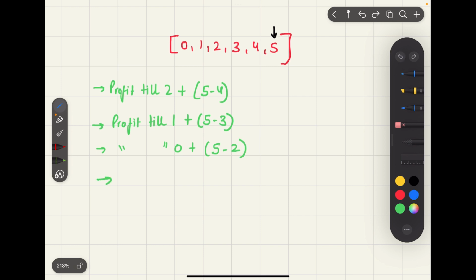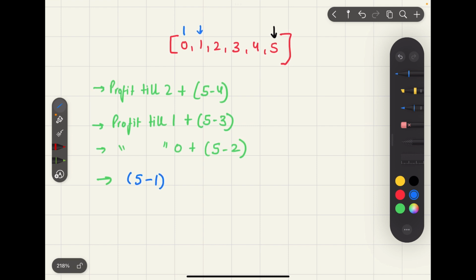Now for the remaining cases, we can only have one transaction. It is not possible to have multiple transactions because if we are buying our stock at 1, it is impossible to complete a transaction before this. So when we are buying at 1, the only possible profit is the profit we are going to get in this transaction, which is 5 minus 1.